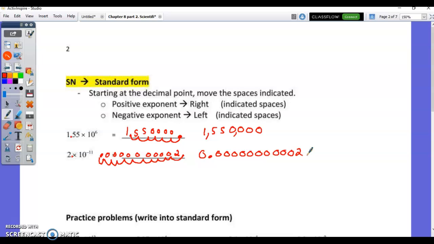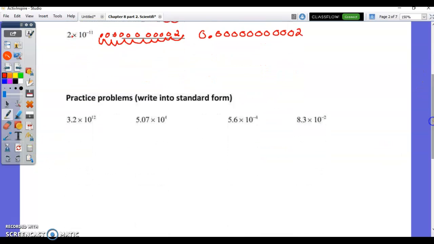Can you imagine having to write this number out every time you were doing a calculation? Nope, this is where we want to be. All right, so let's practice moving them the other direction. So this one, 12. We got to move it 12 spaces to the right. So there's 1, and then how many more spaces? 11 more.